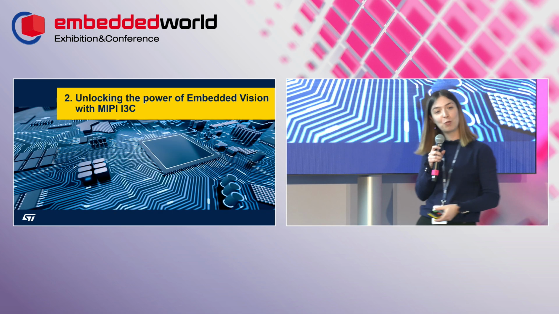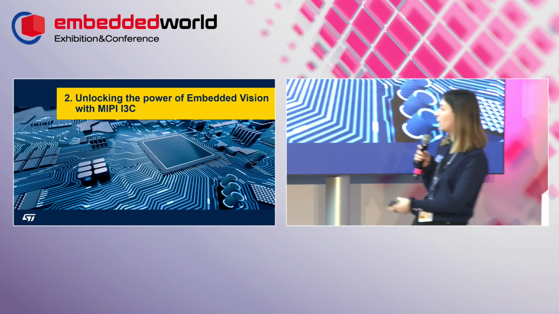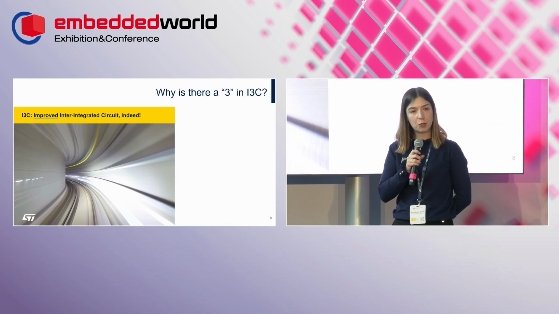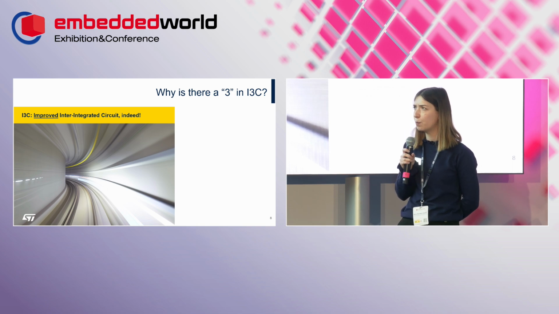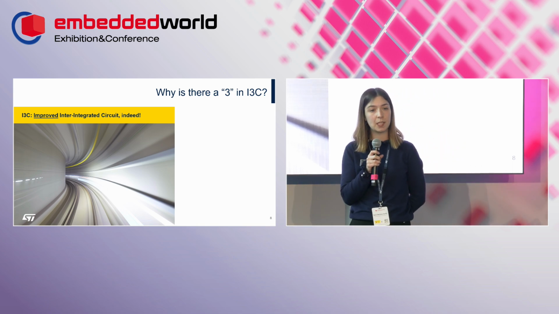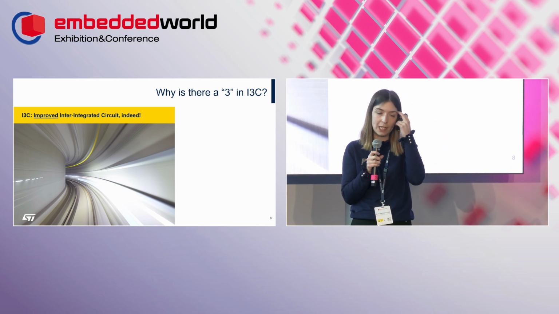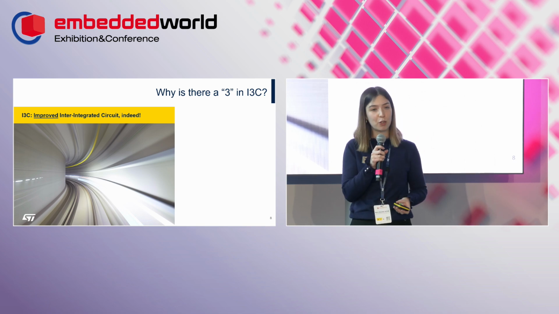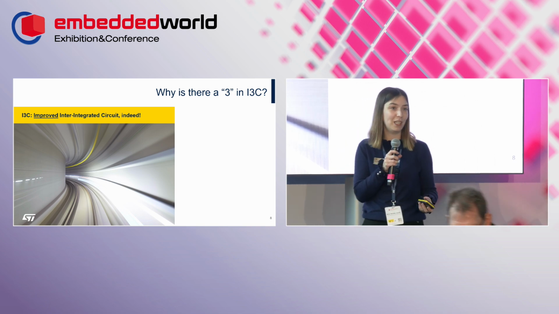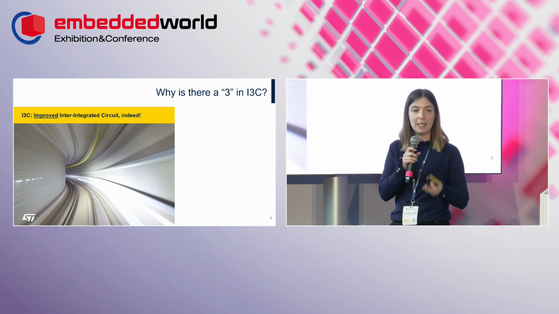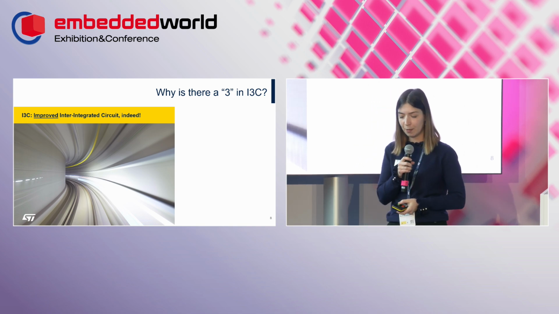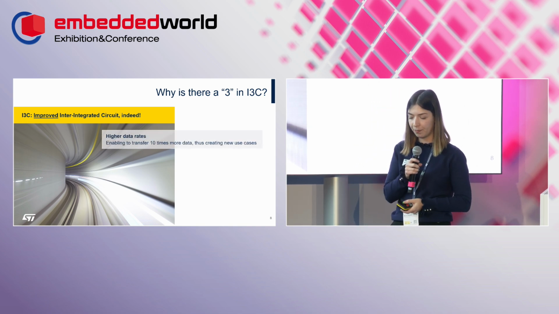So we can now go to the heart of the presentation. Why use MIPI I3C? To give you just a bit of context, I3C was first published in 2016, with a brand new version released last month. To make it simple, I3C is an improved version of I2C. Many new things are brought by I3C. If we focus on embedded vision, there are 4 major points that are very important.